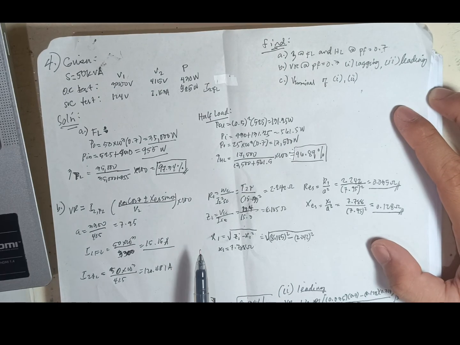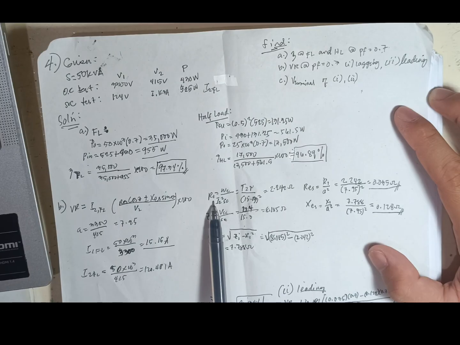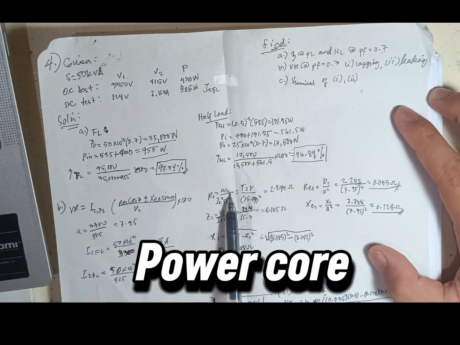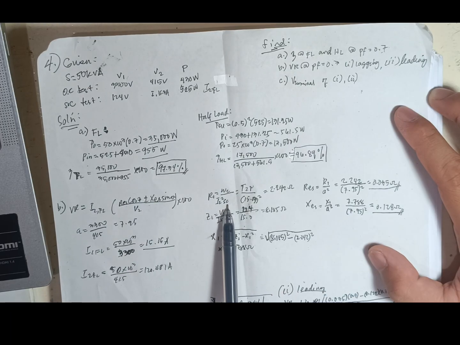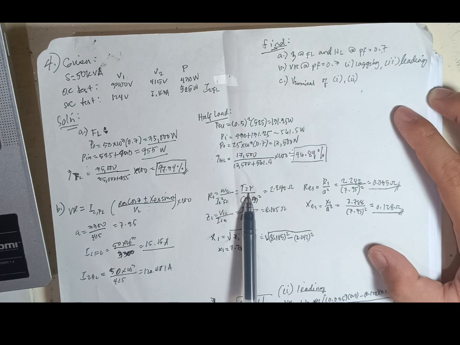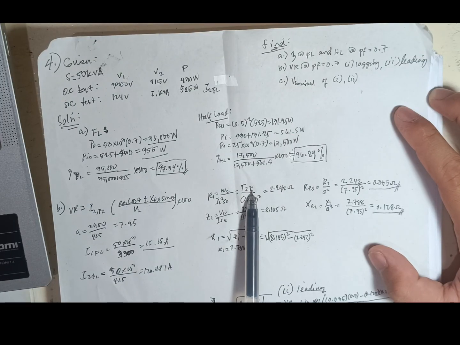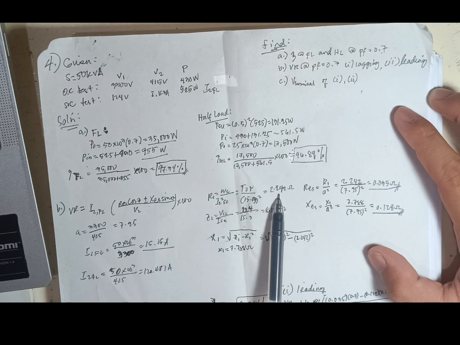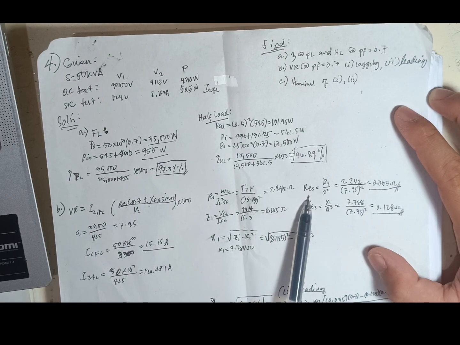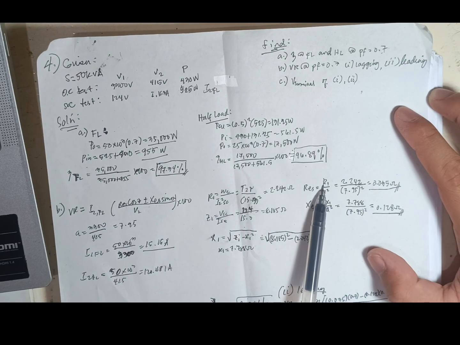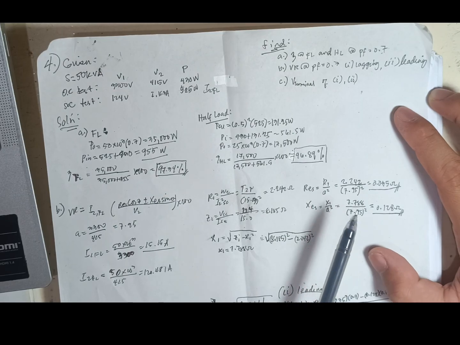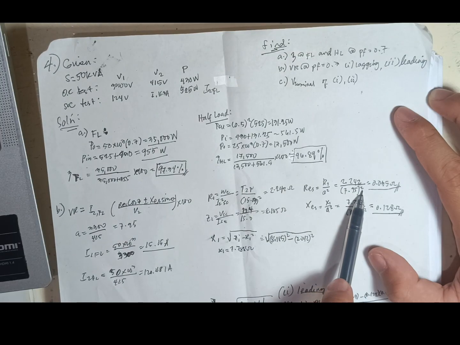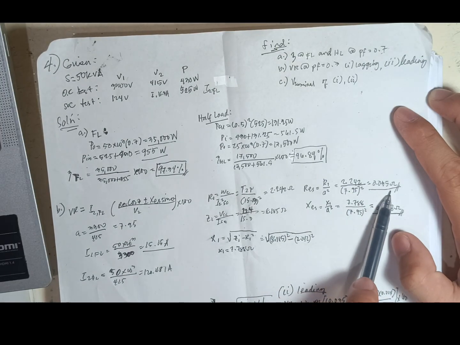To get the primary resistance, R1 is equal to power over I squared SC, so we have 15.3 squared, which is equal to 2.242 ohms. And for the secondary resistance, we have R1 over A squared, so 2.242 over 7.95 squared, which is 0.035 ohms.